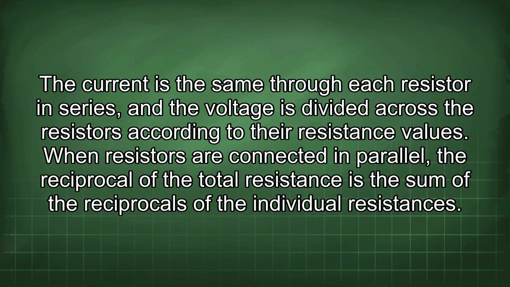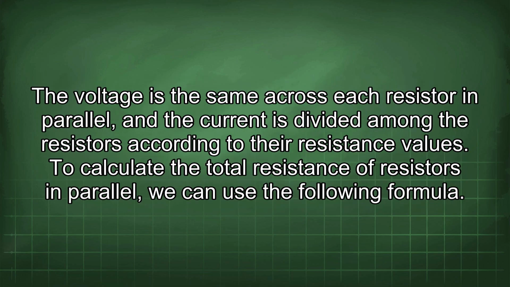When resistors are connected in parallel, the reciprocal of the total resistance is the sum of the reciprocals of the individual resistances. The voltage is the same across each resistor in parallel, and the current is divided among the resistors according to their resistance values. To calculate the total resistance of resistors in parallel, we can use the following formula.